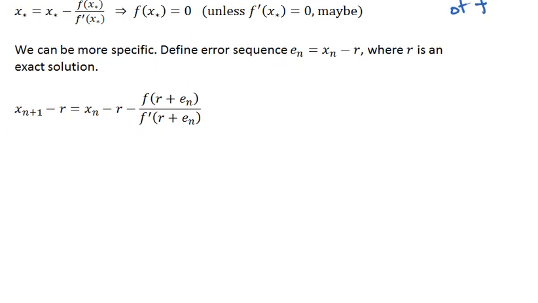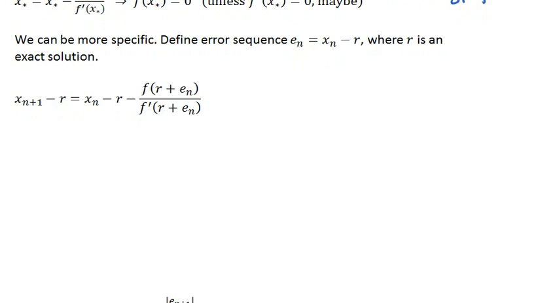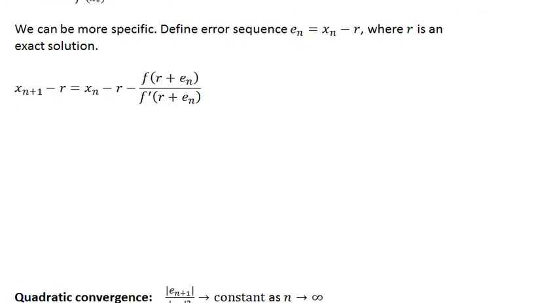So now we have a sequence of iterates x1, x2, x3, and so on. Let's say r is an exact root of the function. So by solution here, I mean root of f. Then we can define the errors as the difference between the xn and the true root.